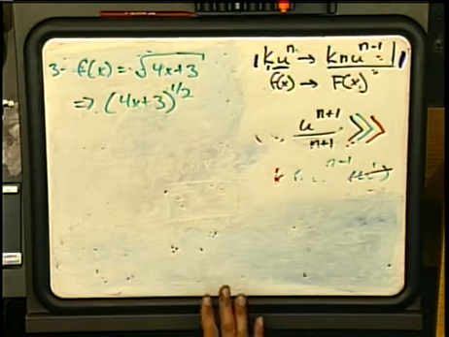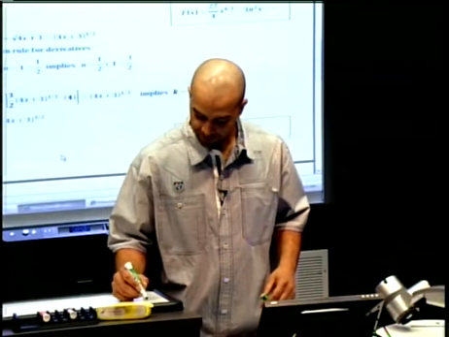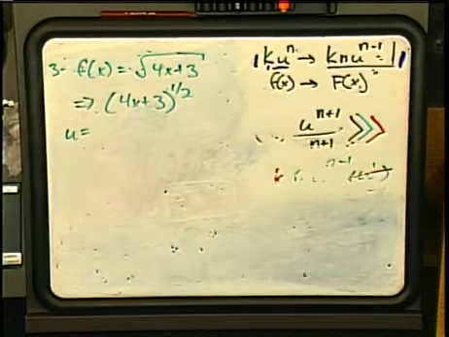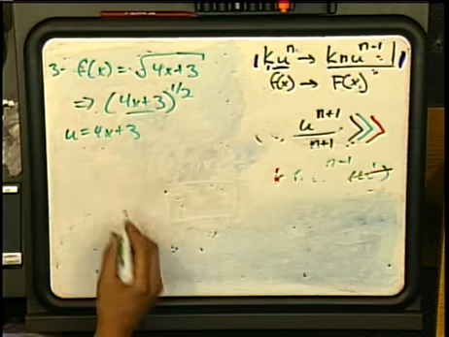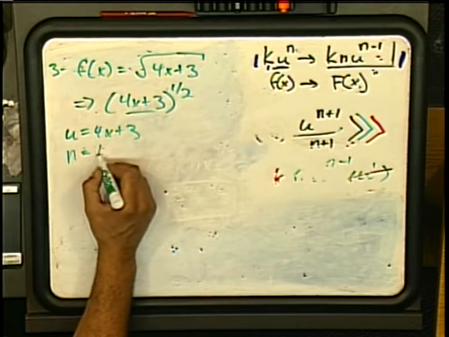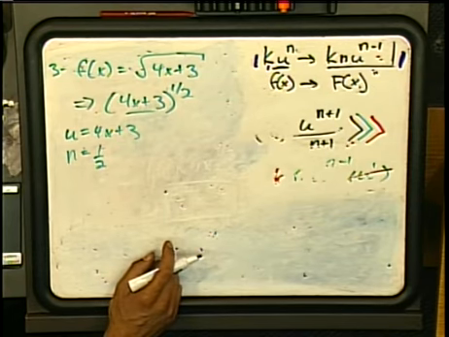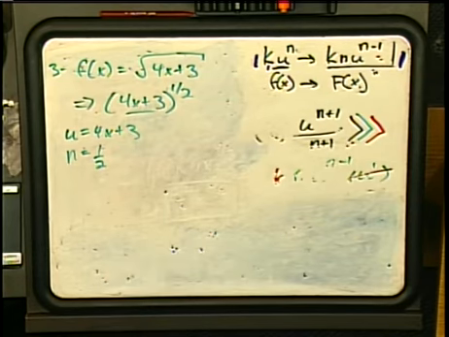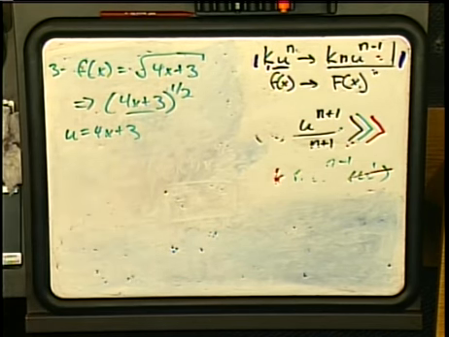And we're going to start out by listing all information. Just write it down every time if you need. U equals 4x plus 3. N equals 1/2. N minus 1 equals 1/2. And the K is just 1.